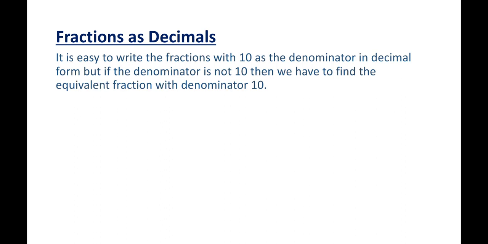Next we will discuss how to convert or write a fraction as a decimal. It is easy to write a fraction with 10 as the denominator in decimal form, but when the denominator is different from 10, we have to find the equivalent fraction with denominator 10. So here is an example. Convert 12 by 5 and 3 by 2 in decimal form.